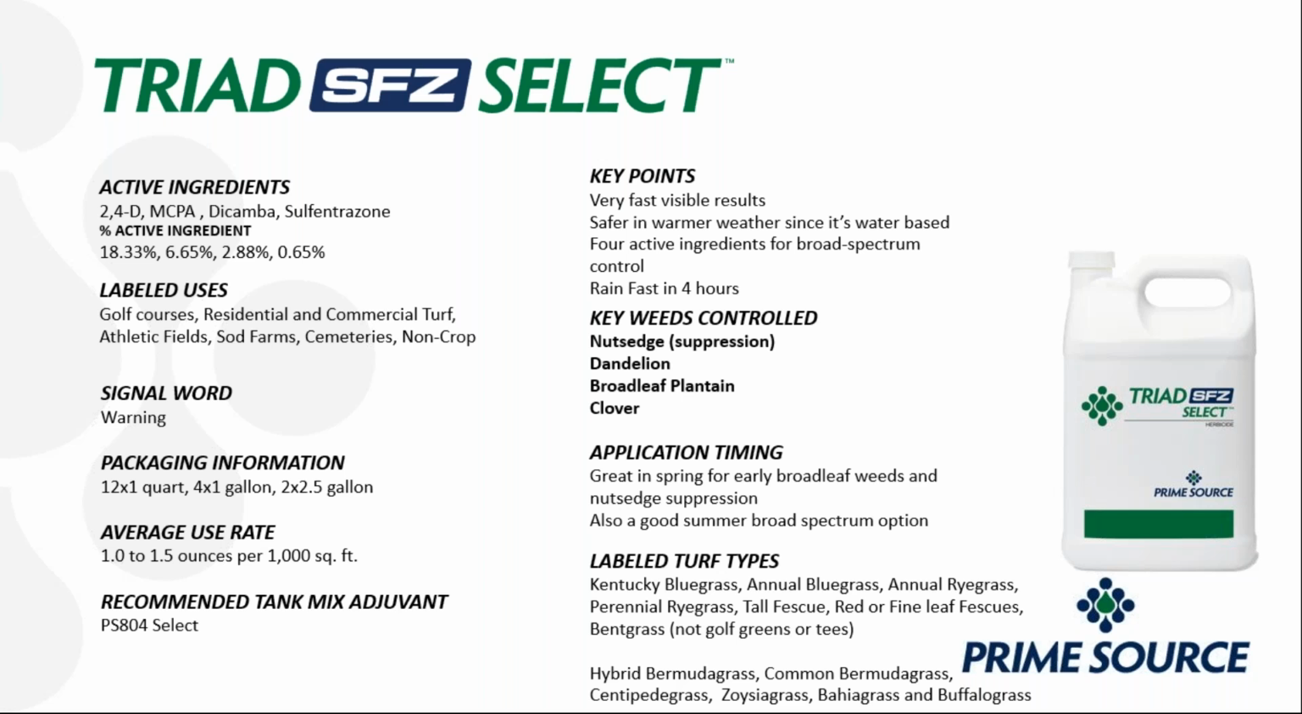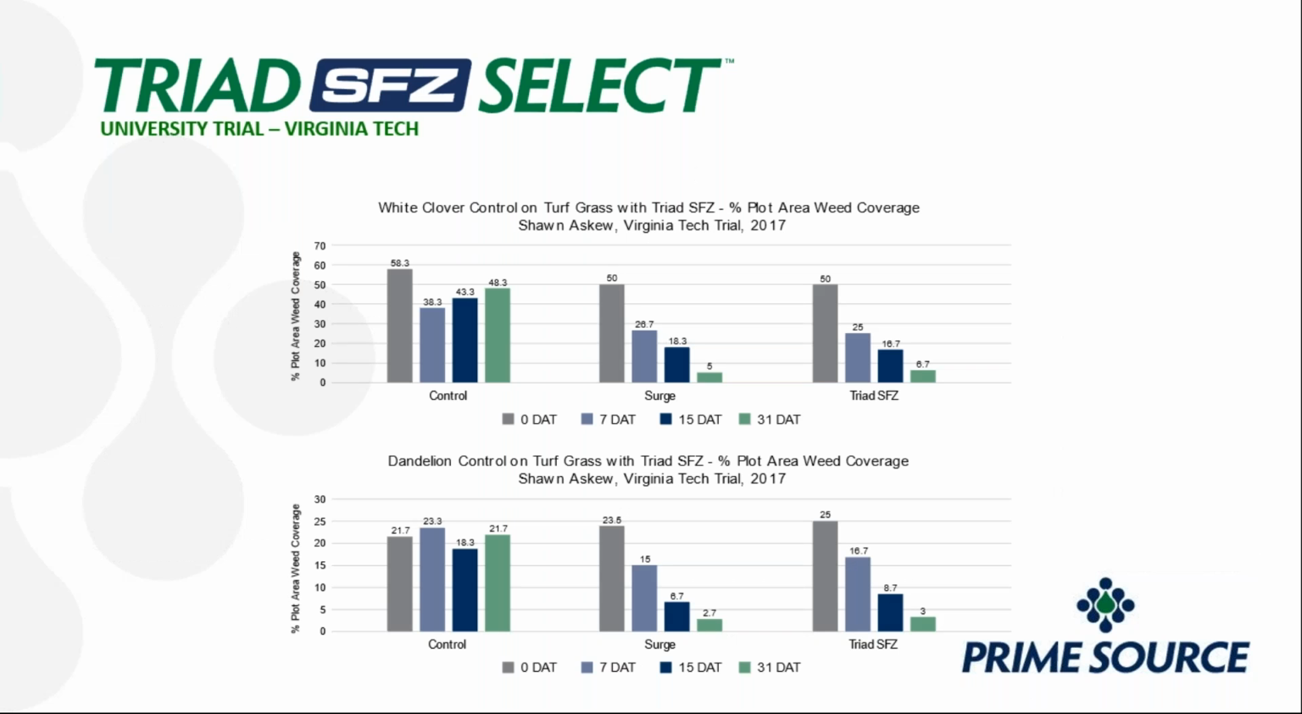But the takeaway for this one is you're going to see fast results because you have the sulfentrazone, which is a different chemistry. And with that sulfentrazone added, you're going to get nutsedge, you're going to get some clover, dandelion, broadleaf plantain. And again, this is rainfast in 4 hours because it does have that surfactant package. This is going to be good for all cool season grasses, as well as some warm season grasses. And just always check the rates before applying it. So like I said, it's comparable against Surge. It is a slightly different formulation than Surge.